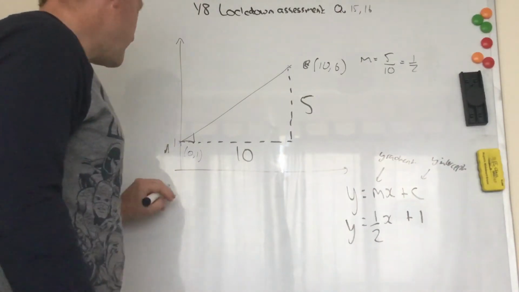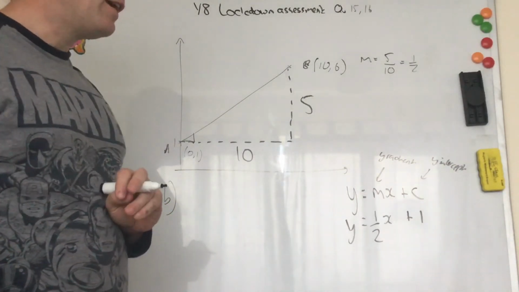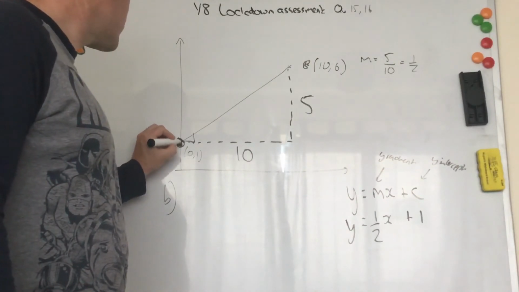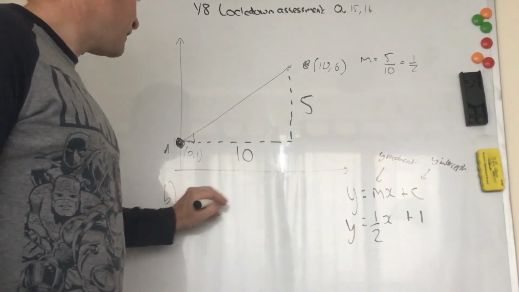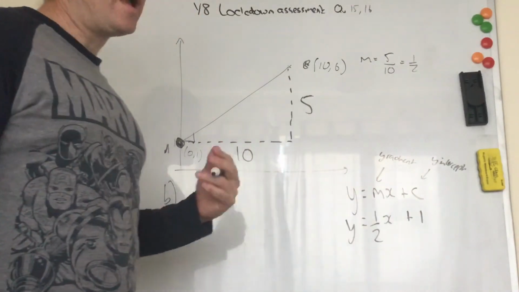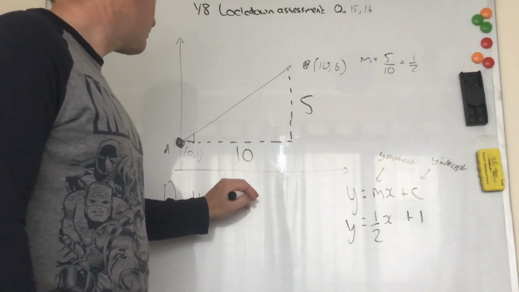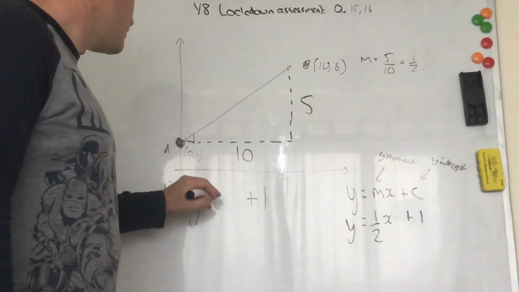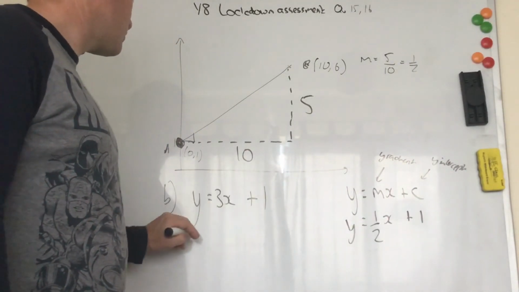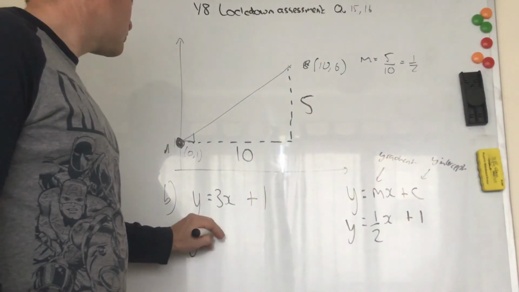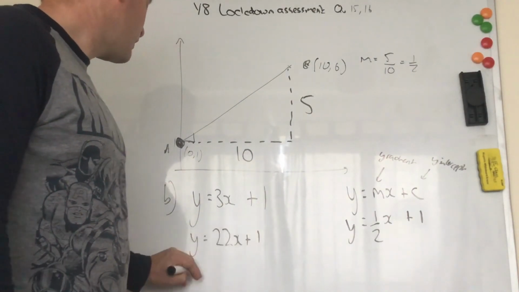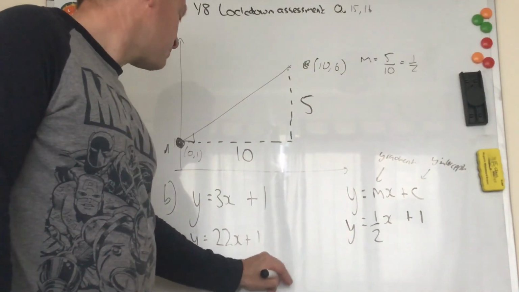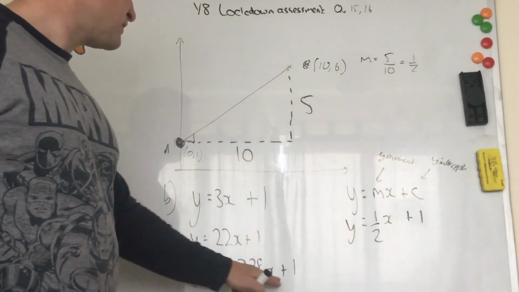Okay. Part B. Write down the equation of a line that passes through the point 0, 1. So any other equation that goes through that point. Okay, so it's going to be y equals mx, where m is the gradient, plus 1, because that's the y-intercept. Now it doesn't matter what that m is. You could have y equals 3x plus 1. You could have y equals 22x plus 1. You could have y equals minus 2.738x plus 1. As long as you've got something times x plus 1.